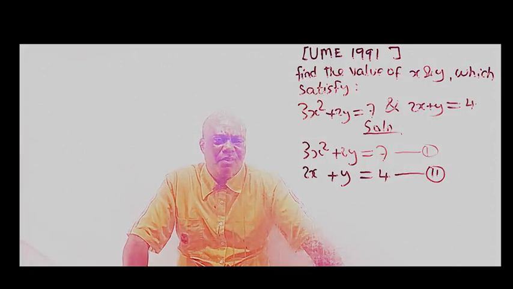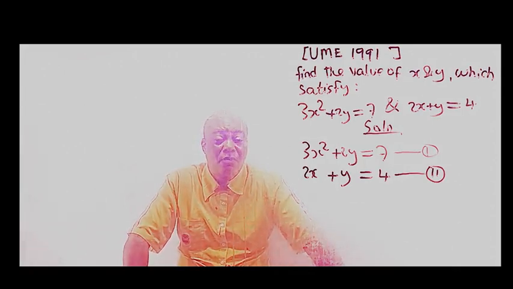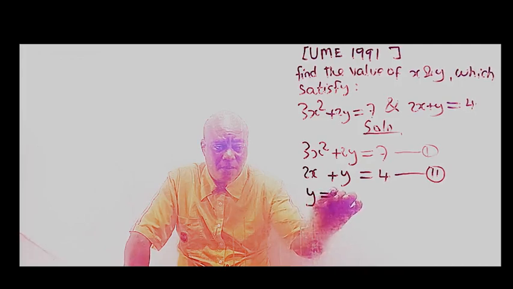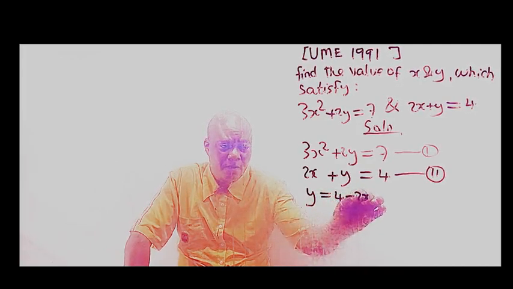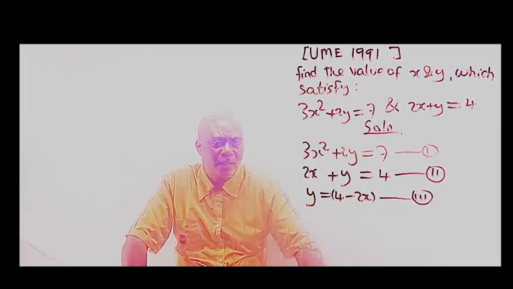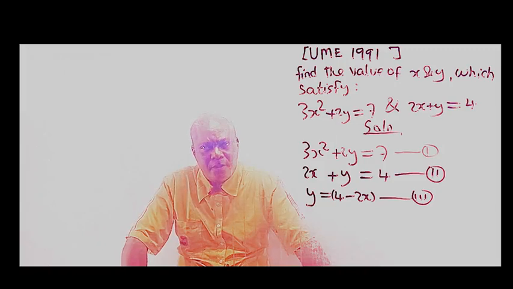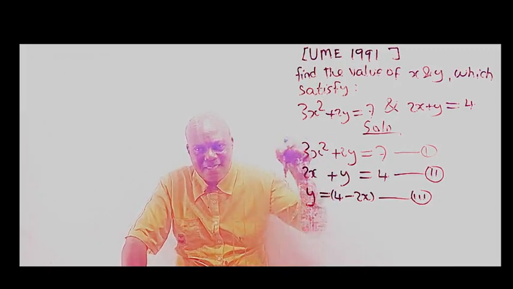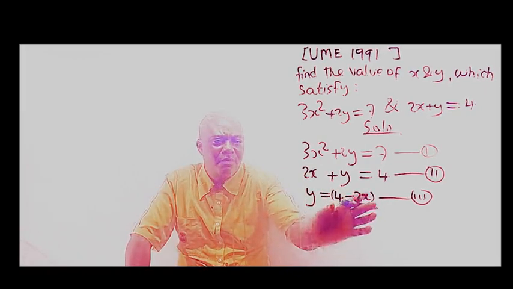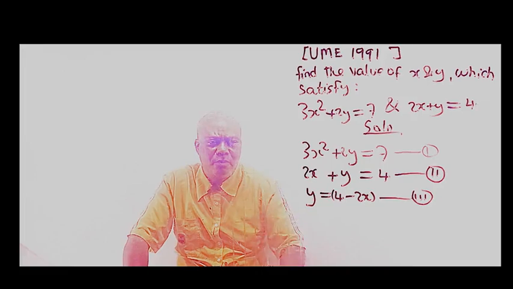But this one, look at equation 1, equation 2 is not that complex. So for equation 2, the value of y will equal 4 minus 2x, equation 3. We have a problem here because we have x instead of y. Don't worry, we'll now put this for y in equation 1 and see what it will become.